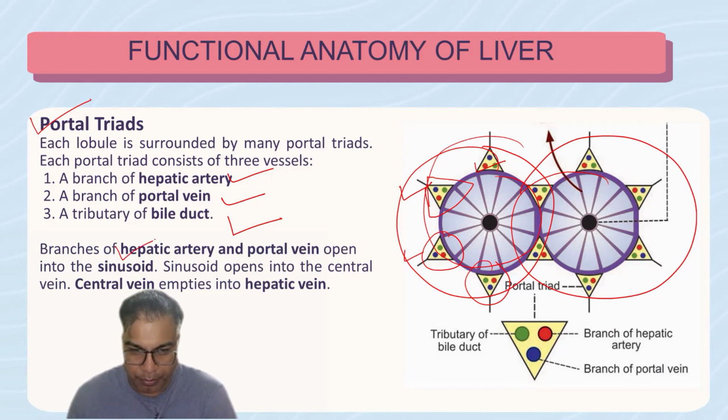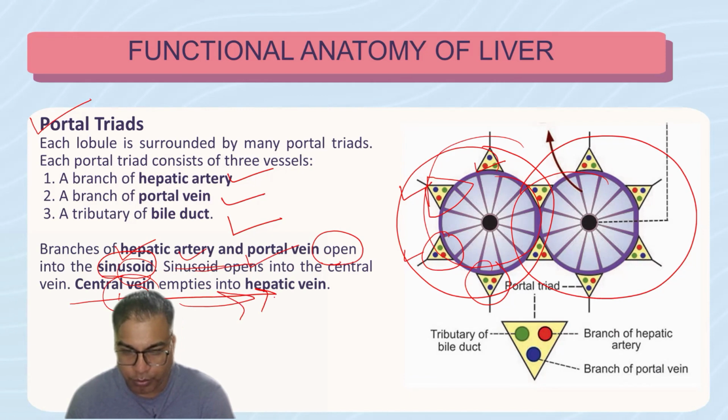So branches of hepatic artery and portal vein open into the sinusoid. Sinusoid further opens into the central vein, which finally opens into the hepatic vein. So hepatic artery and portal vein open into the sinusoid. Sinusoid opens into the central vein, and finally it is opening into the hepatic vein.